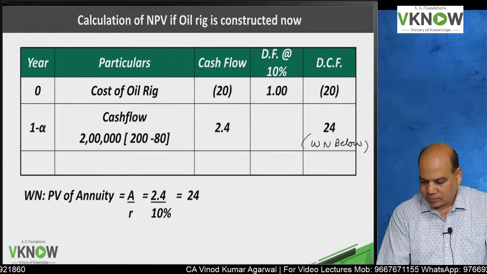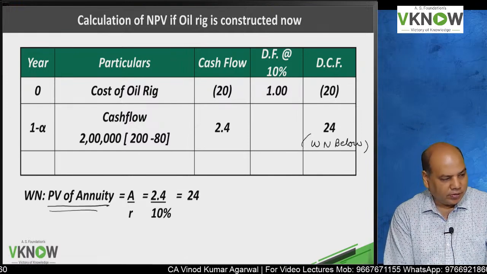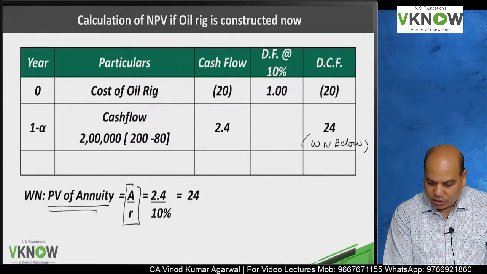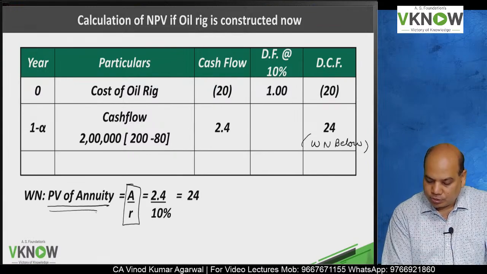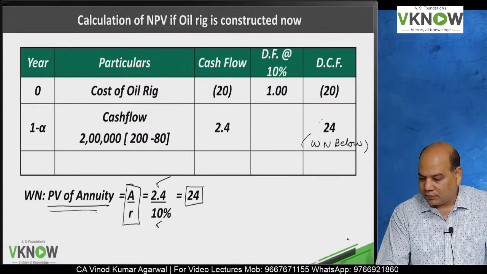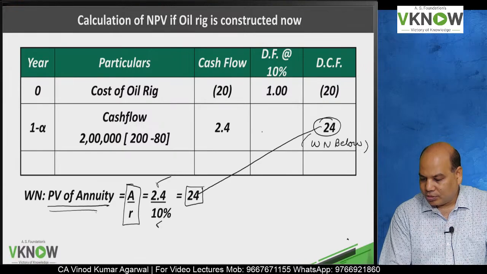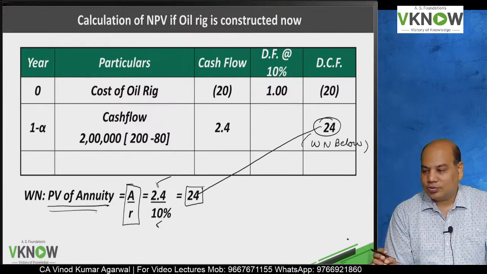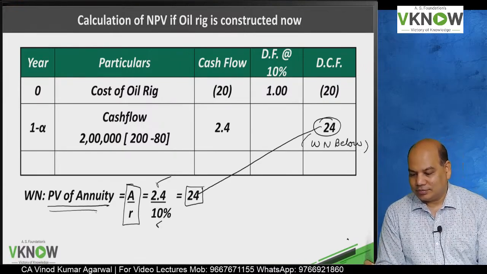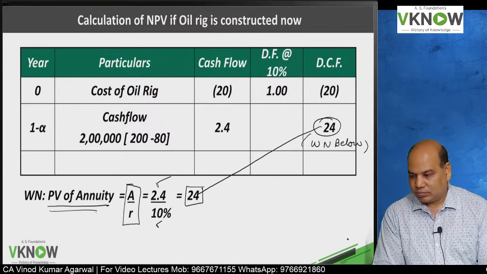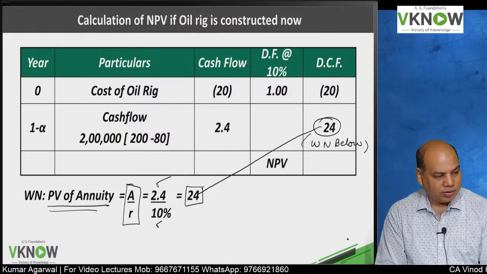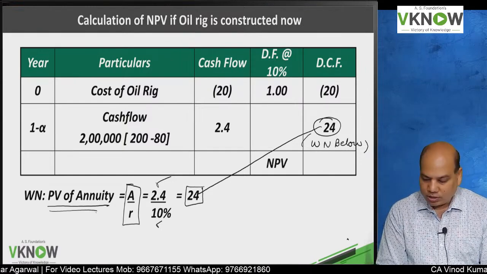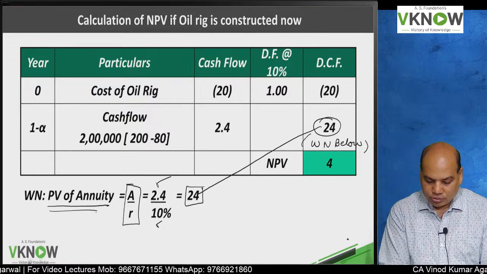Write down working note for this. PV of NVT is A upon R. 2.4 divided by 10%, 24. Directly write 24 here. No need to write factor. Is it right? Because it is an NVT. And now you tell me the total. Total is 4.